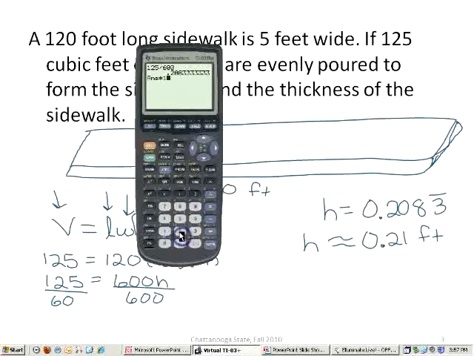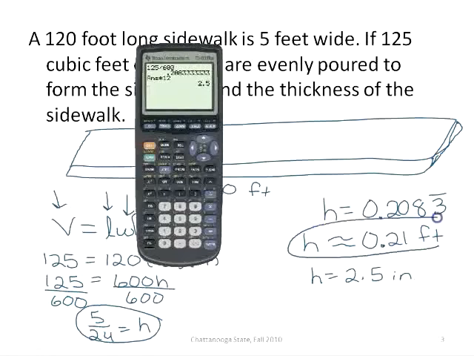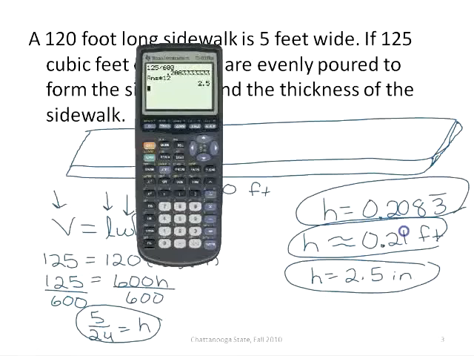But this is feet, so it would be easy for me to take that and multiply it by 12 to get the number of inches. So the height is about 2.5 inches. I also could have taken my 125 over 600 and reduced that fraction. So I could have also gotten a 5 over 24. So pay attention to the directions to see if they want a fraction form, a rounded decimal, number of inches, or here this would be an exact answer.